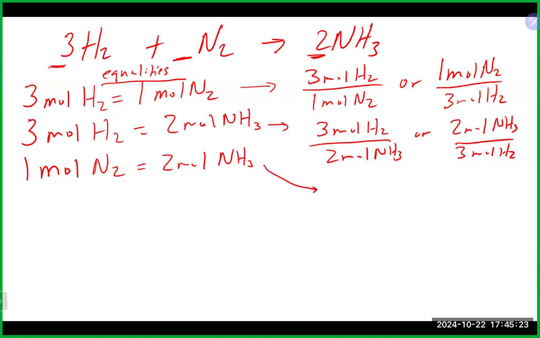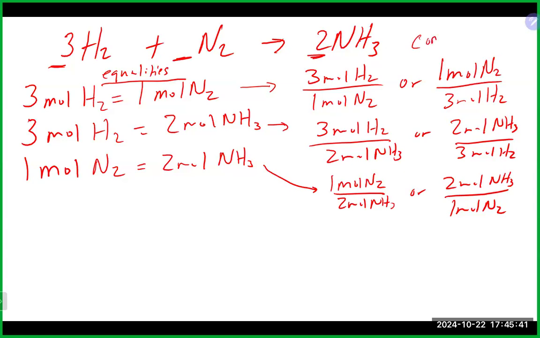And lastly here, we can go with 1 mole of N2 up on top, 2 moles of NH3 on the bottom, or 2 moles of NH3 gives us 1 mole of N2. So from this one equation, we have 3 equalities and basically 6 conversion factors that you could use in a calculation.